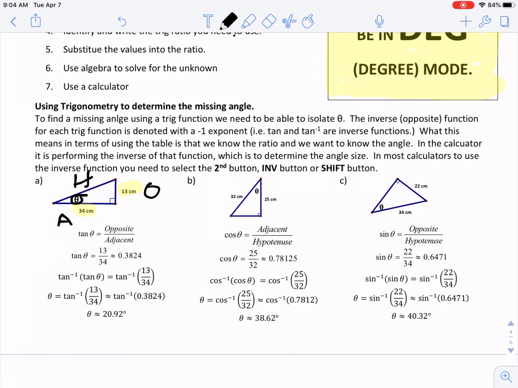If you remember, opposite and adjacent, the only ratio that uses those two is tangent. So we're going to use the tangent equation. We don't know the angle, so it stays theta. The opposite side is 13, so the top is 13. The bottom is 34.